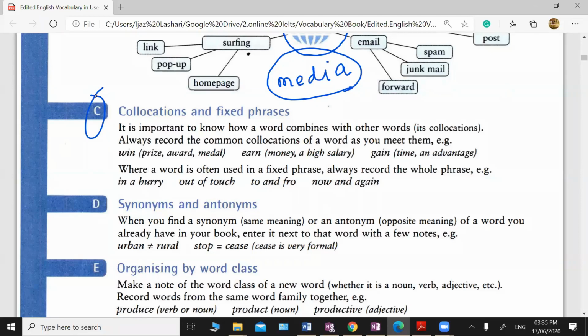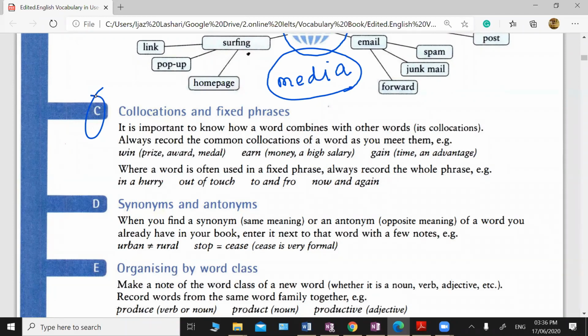Put it in a word, in a sentence, or in a phrase, a collocation. Don't just write win. Win a prize, win an award, win a medal. Can you give me another example of win? Win a reward. Anis, you won my heart. Can I say that? When you gave me a very good example, you won my heart.